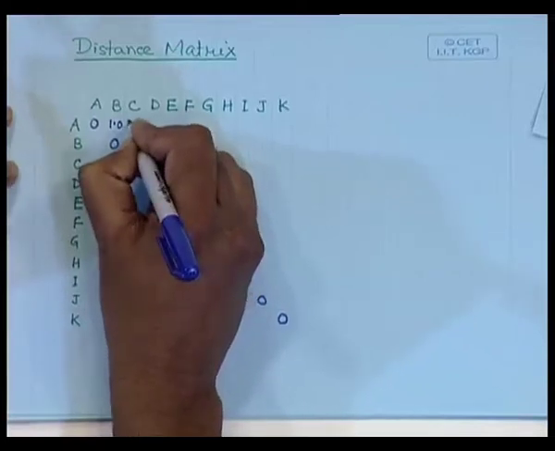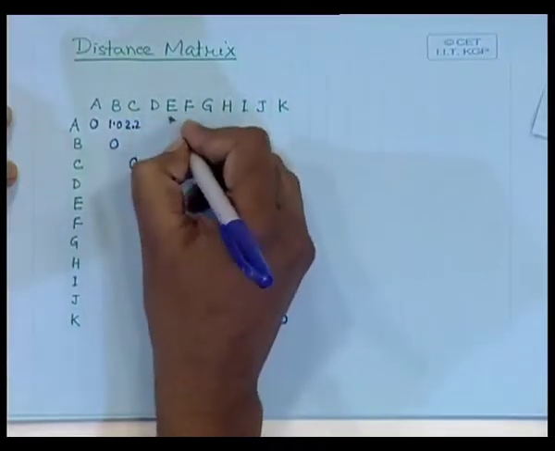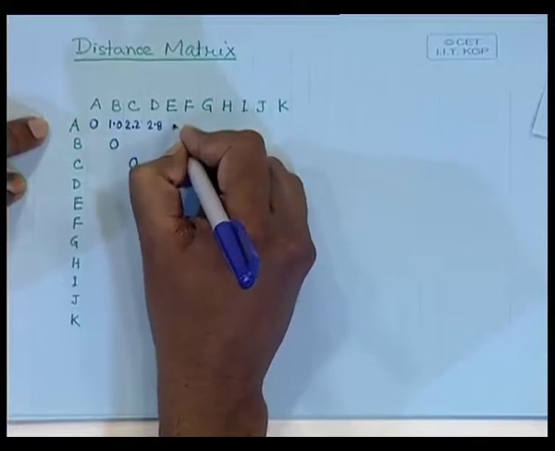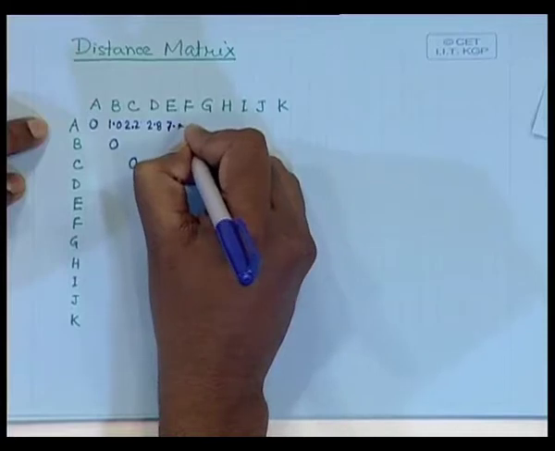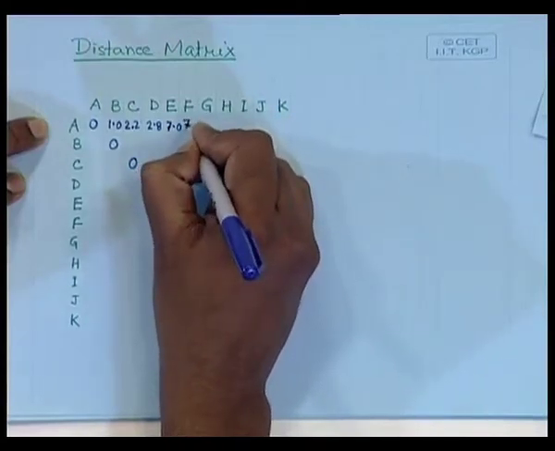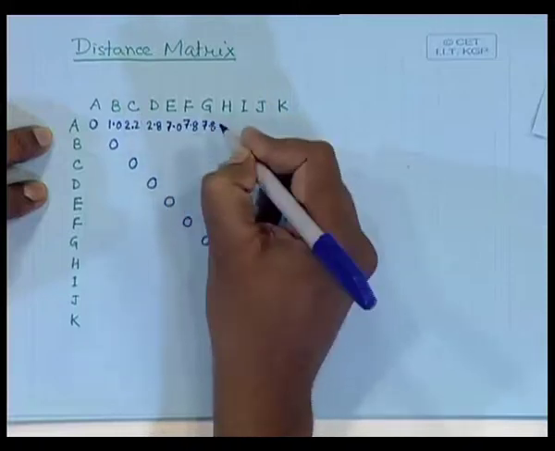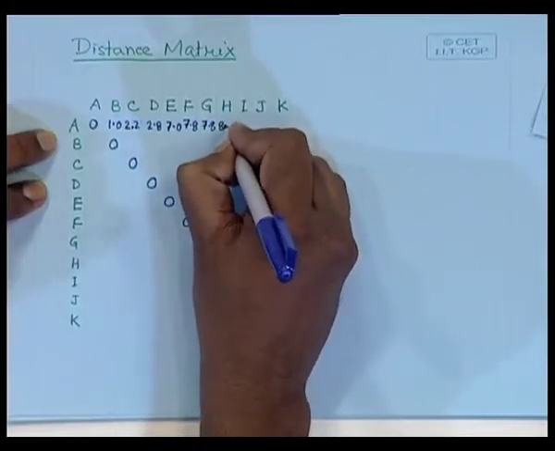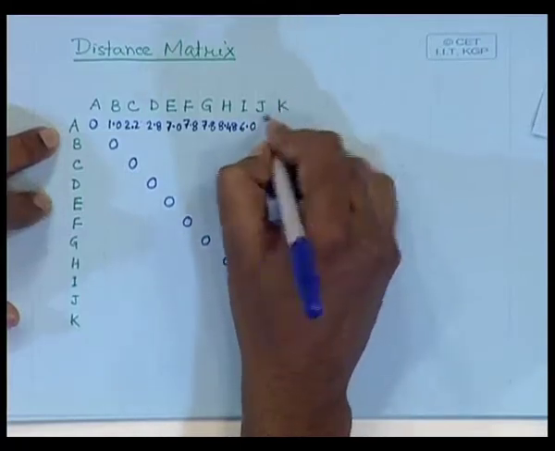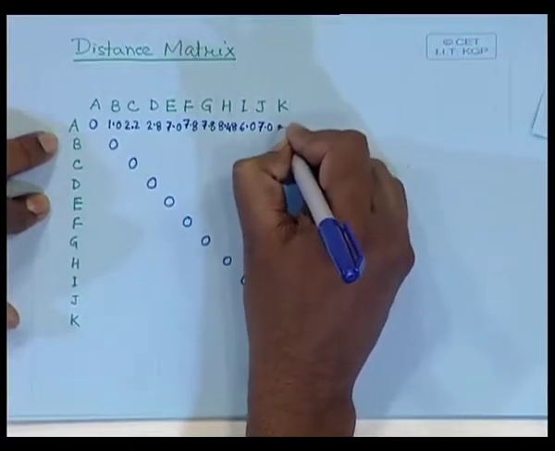Between A and C, it will be 2.2. I will go up to the first digit. Okay. Then between A and D, it will be 2.8. Between A and E, it is 7.0. It is actually 7.07, but I am putting 7.0. Okay. A and F, it will be 7.8. Between A and G, it will be 7.8 again. Between A and H, it will be 8.48. A and I, it is 6.0. Between A and J, again 7.07. I am writing 7.0. Between A and K, it is 8.0.